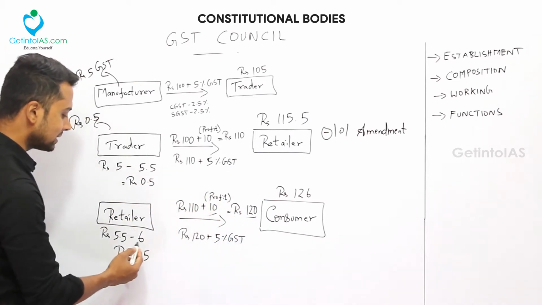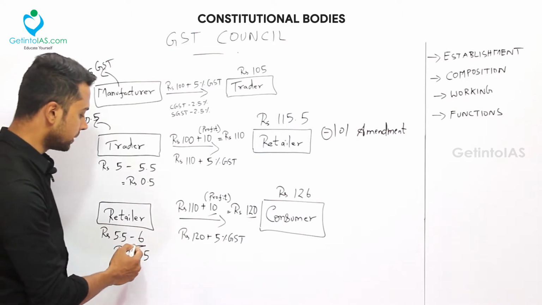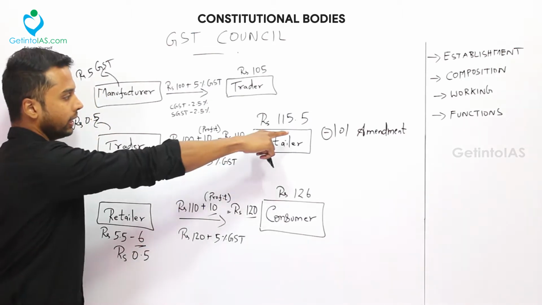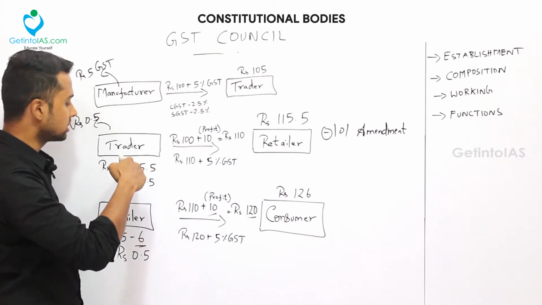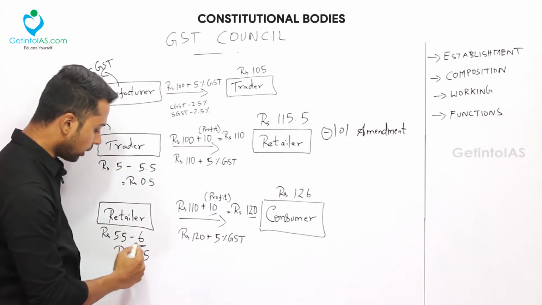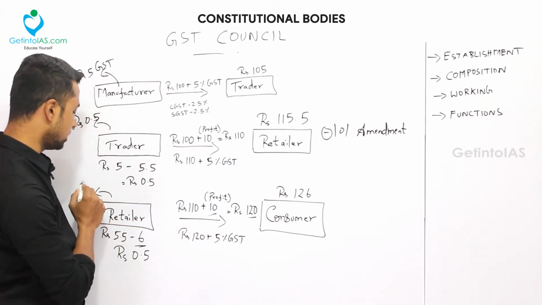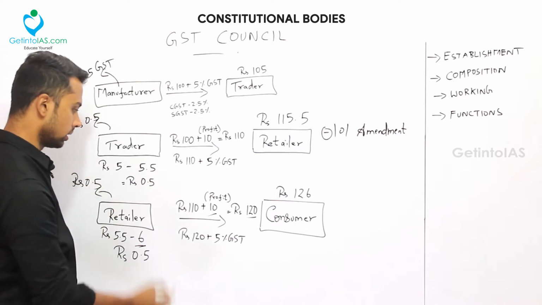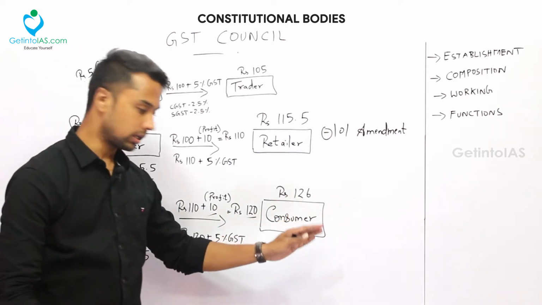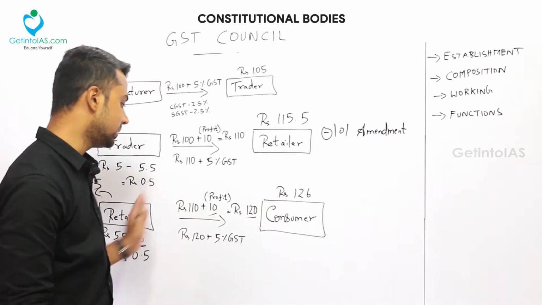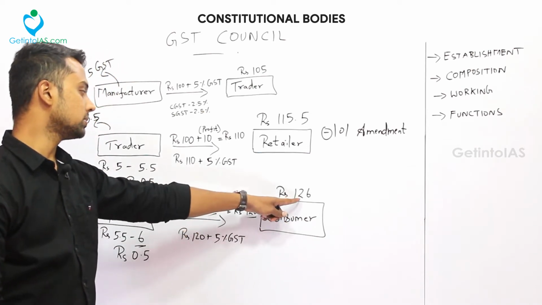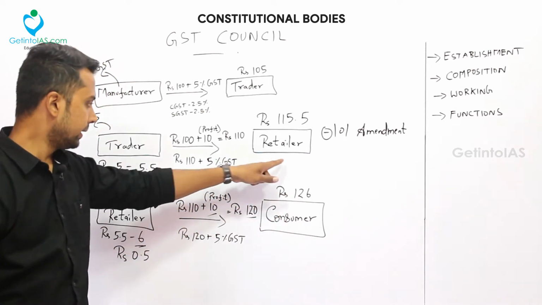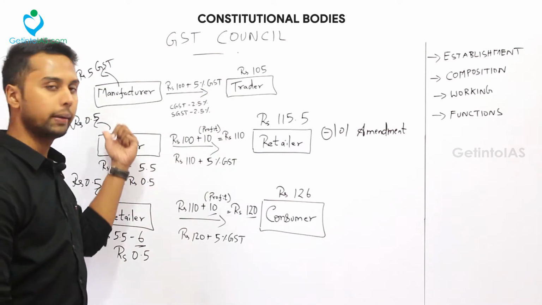Okay, the remaining 6 rupees, in this remaining 6 rupees, already the retailer has paid 5.5 as GST to the trader. So the remaining 0.5 only will be paid as GST by the retailer. Okay, finally the consumer has also paid the GST. He has paid 6 rupees GST to the retailer. Retailer also paid the GST. Trader also paid the GST.